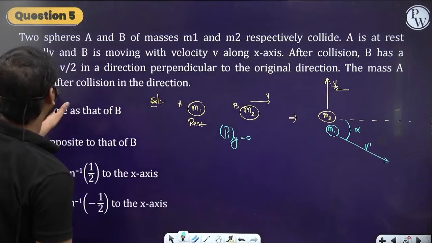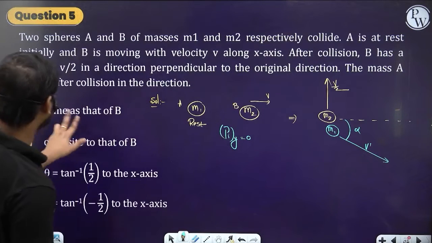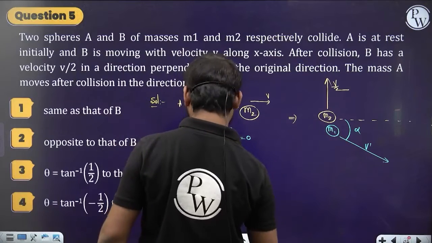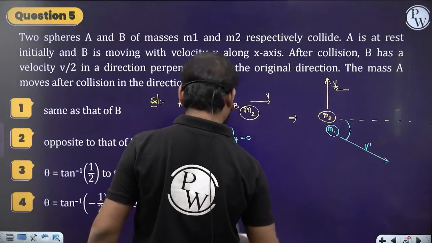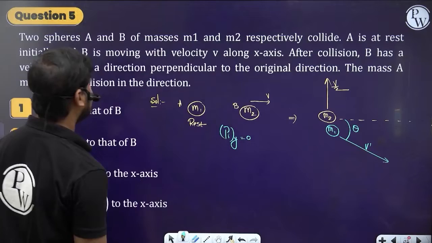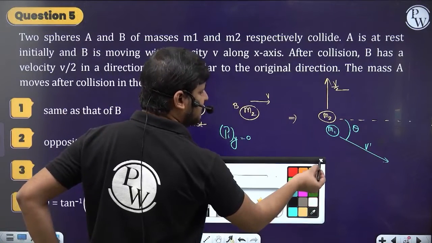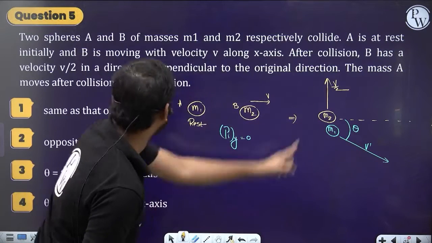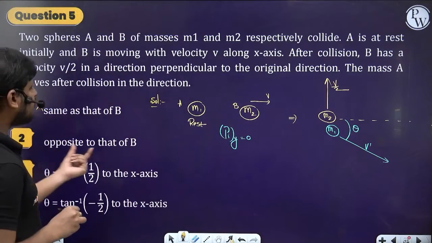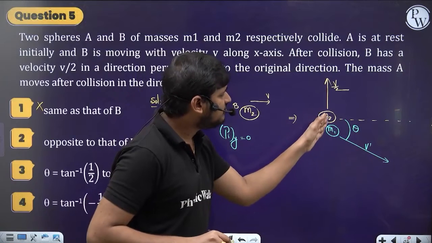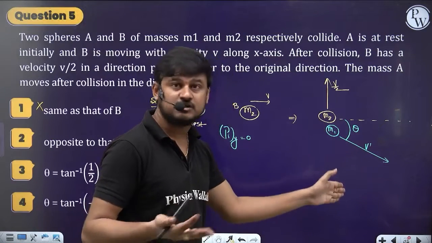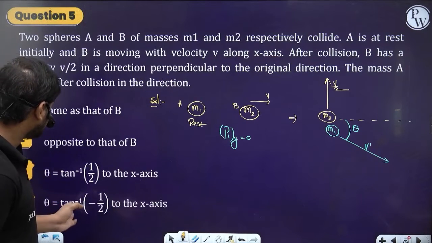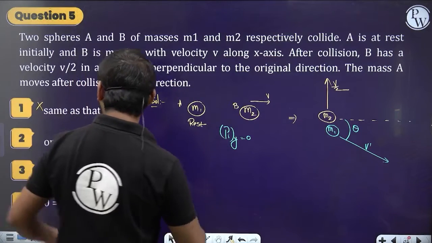Then we have to find the velocity, and actually we have to find theta. So what is this theta? Obviously it should not be the same as that of B, so it should not move like B. This option you can eliminate. So it is opposite to that of B, which means like this. So there is a possibility: theta is tan inverse of 1 by 2 or tan inverse of minus 1 by 2. So we have to check these three options.